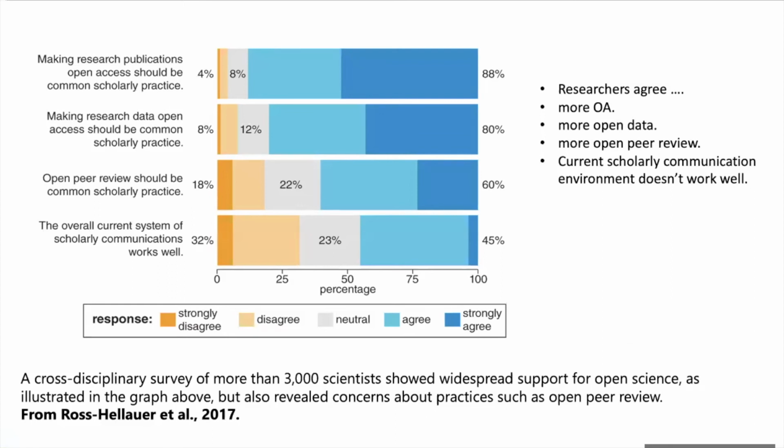What's really interesting is that it appears that researchers do seem to want more open access publications, and they do want to have more open data, and they do want more open peer review. But they do think that the current scholarly communication environment doesn't work well, and maybe it's not sufficient to help them achieve those goals of more openness. And so this is where I think libraries can step in to help with just general awareness and helping to communicate this to their campus.